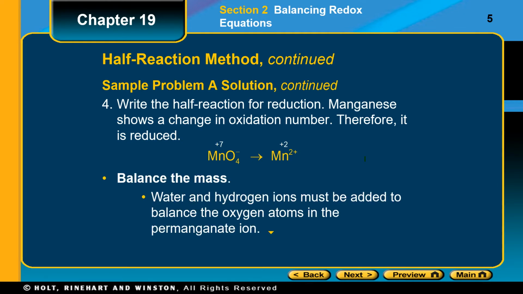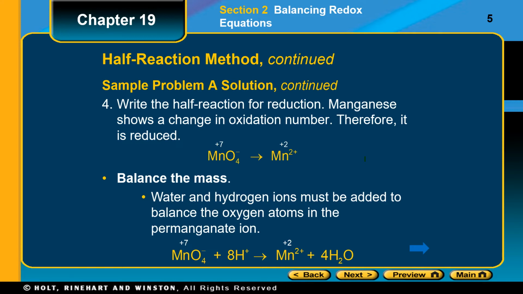Now, to balance it by mass, we have the same number of manganese, but we need 4 more oxygens on the right side. And since this reaction is happening in an acid environment, we're going to have to add water and hydrogen ions to balance out the oxygen atoms in this case. So we are short 4 oxygens for the right side, so we're going to have to add 4 water molecules to the right side.